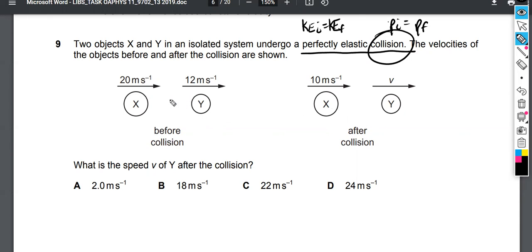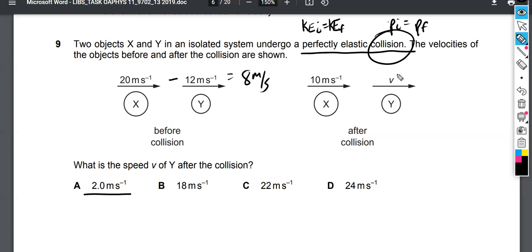So how fast the objects see each other before the collision will equal how fast the objects see each other after the collision. In order to calculate relative speed, the rule is if the objects go in the same direction, you subtract their speeds. If the objects go in opposite directions, you add their speeds. And so because these are both going to the right, 20 minus 12 equals 8 meters per second. Objects X and Y see each other at 8 meters per second before the collision. Because it's perfectly elastic, they're going to see each other at 8 meters per second after the collision.